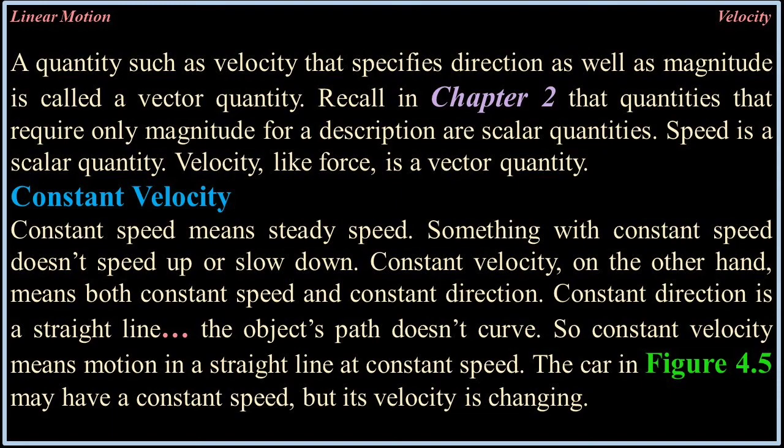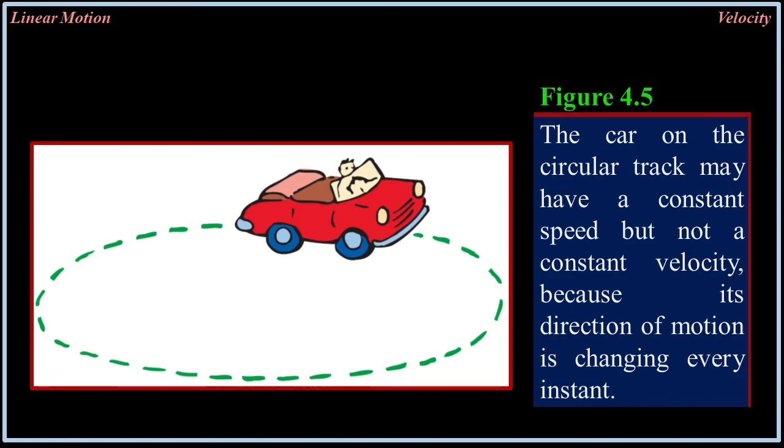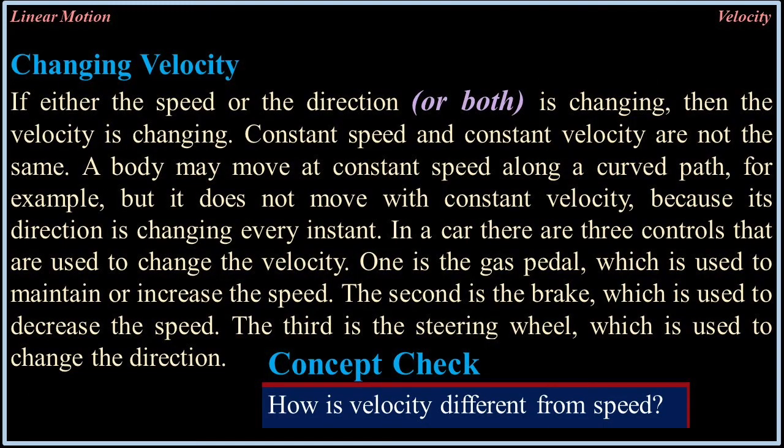The car in figure 4.5 may have a constant speed, but its velocity is changing. The car on the circular track may have a constant speed, but not a constant velocity because its direction of motion is changing every instant. You can see that the direction is going, right now it might be going to the east, and then it will be going to the south, and then it will be going to the west, and then to the north, etc. Changing velocity. If either the speed or the direction, or both, is changing, then the velocity is changing.